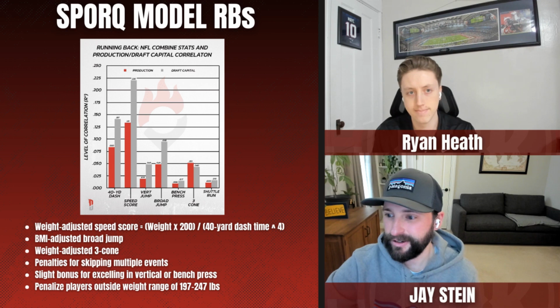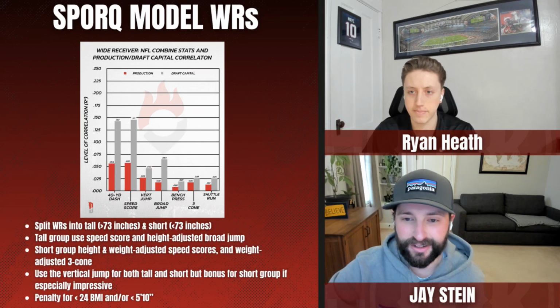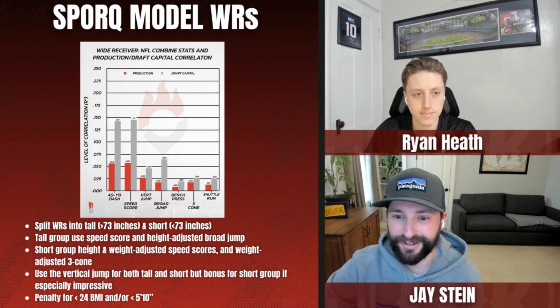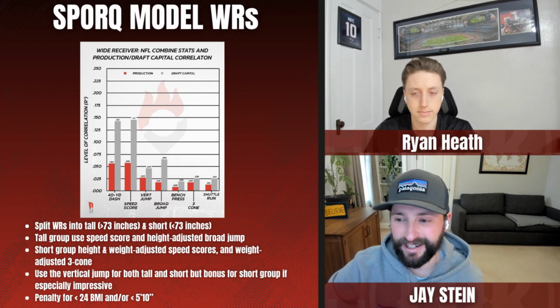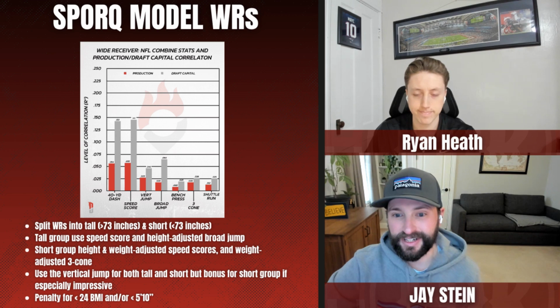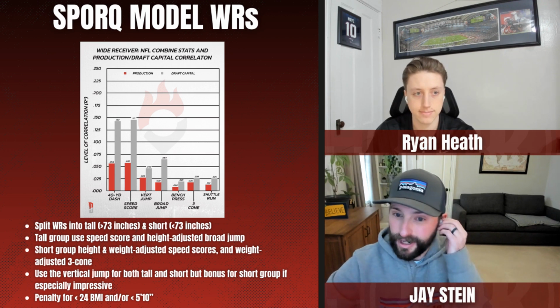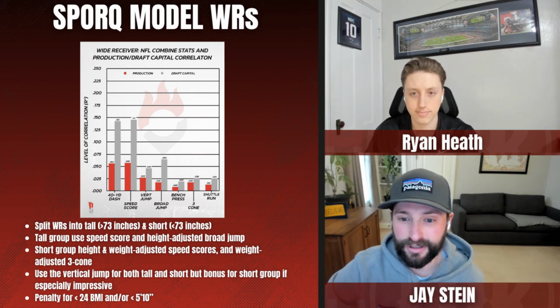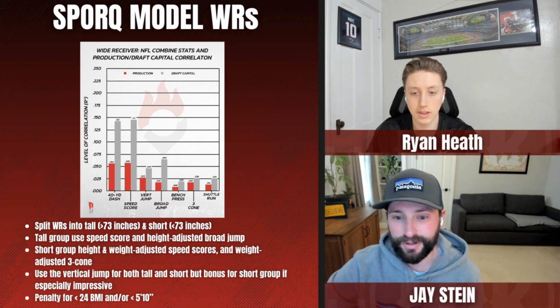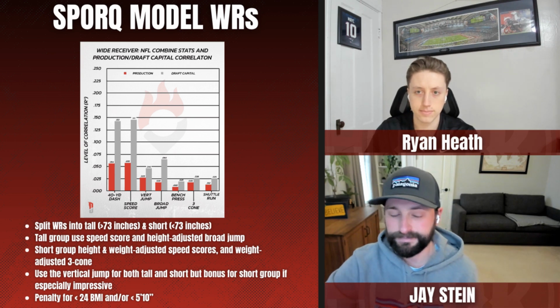Yeah, that's perfect. Okay, so let's move on to wide receivers here. Can you tell us a little bit about the difference between wide receivers and running backs? I can immediately see on the chart that the bars are much shorter in this one, particularly the red bars. The production bars are a lot smaller. So what are some of the takeaways and how did you build the wide receiver Sporq model?